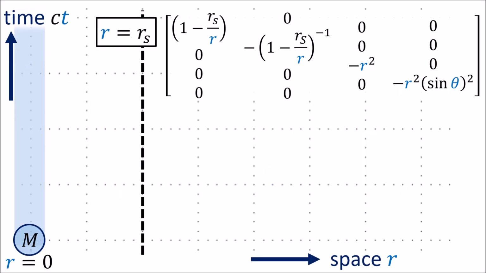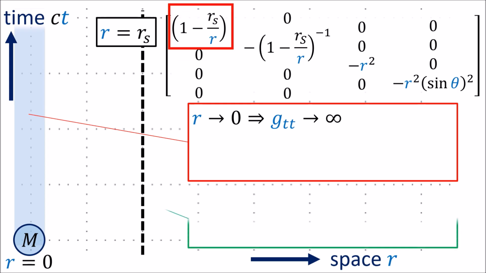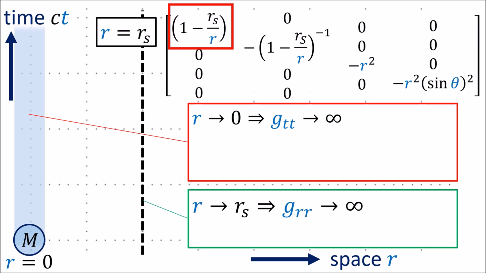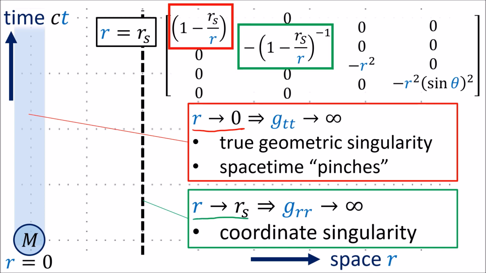Now, one problem with the Schwarzschild metric is that it breaks at 2 locations. At the origin, r equals 0, which sends g_tt to be infinite, and at the event horizon, r equals Rs, which sends g_rr to be infinite. The infinity at the origin represents a true geometric singularity. This is a location where spacetime comes together in a pinch and our theory of general relativity stops working. But the infinity at the event horizon is just the result of a bad choice of coordinates.